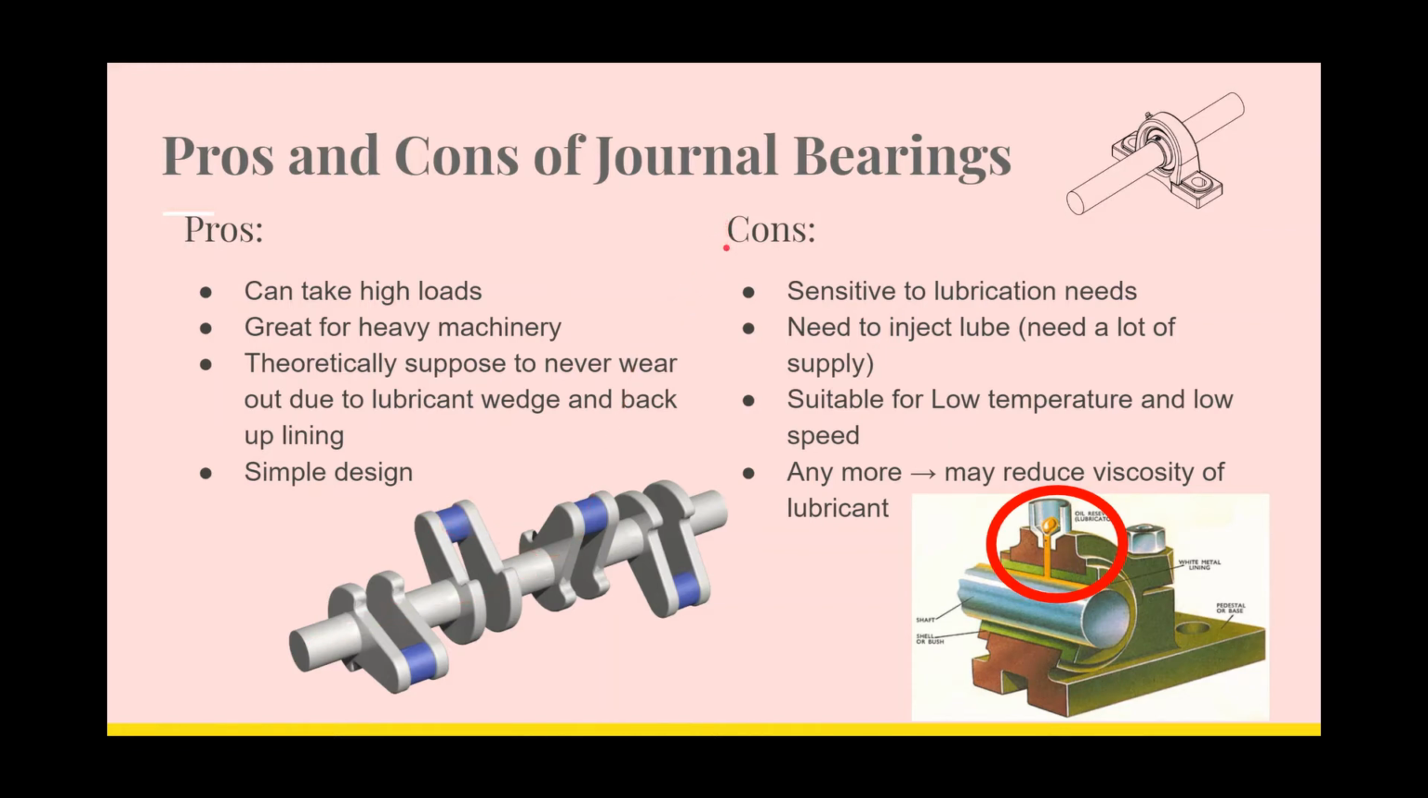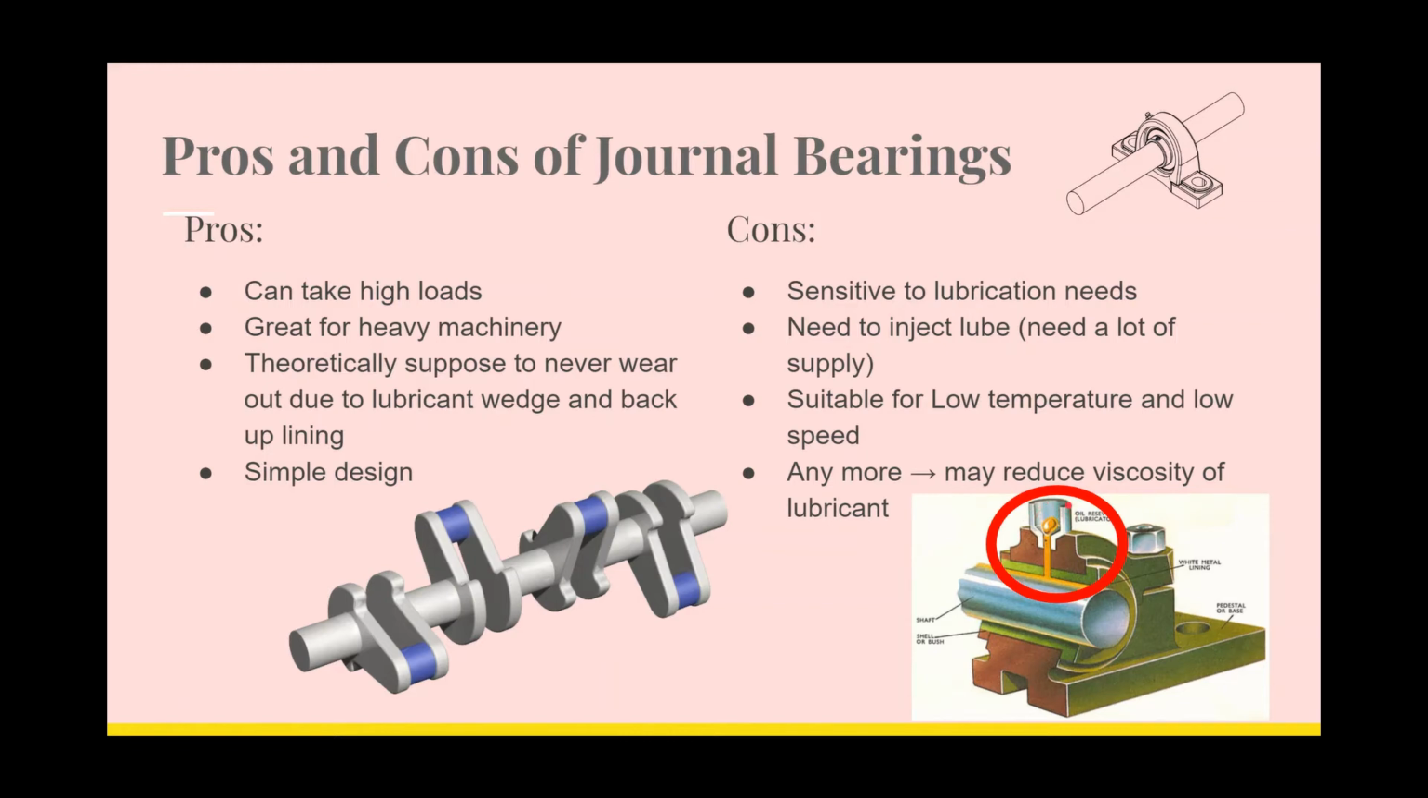The cons of it: the lube is like a picky child which needs the right element to behave well. There can be corrosion as a result of poor care of the lube. If it's hotter or faster than the journal can handle, the viscosity may decrease and the wedge may be lost.